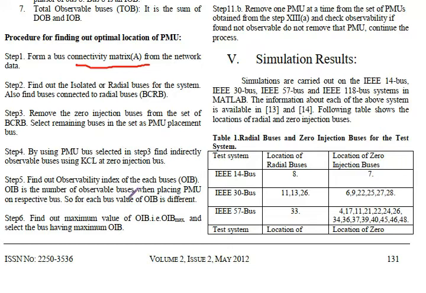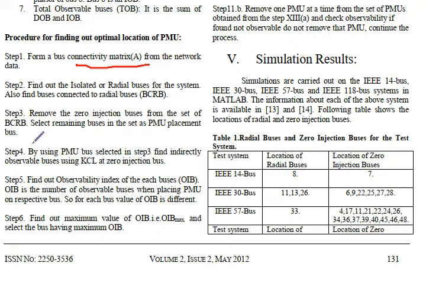The next step is to remove the zero injection buses from the set of buses connected to the radial buses, BCRB, if any of them are zero injection buses. What are zero injection buses? A bus where no load is connected is called a zero injection bus. For the detailed rules, if it's difficult for you to understand this procedure, please go to our previous lecture, where the rules of observability are defined. First go through that lecture, then it will be easier to understand this one.